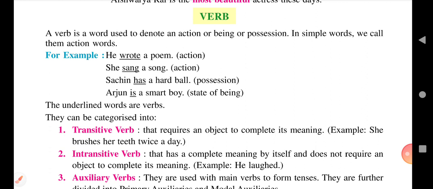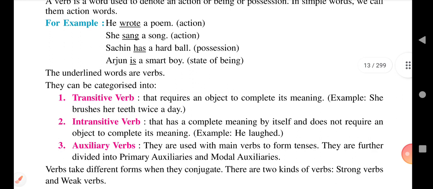They can be categorized into: number one, transitive verb, which requires an object to complete its meaning. Example: she brushes her teeth twice a day. Number two, intransitive verb, which has a complete meaning by itself and does not require an object to complete its meaning. Example: he laughed. Auxiliary verbs. They are used with the main verbs to form tenses. They are further divided into primary auxiliaries and modal auxiliaries.